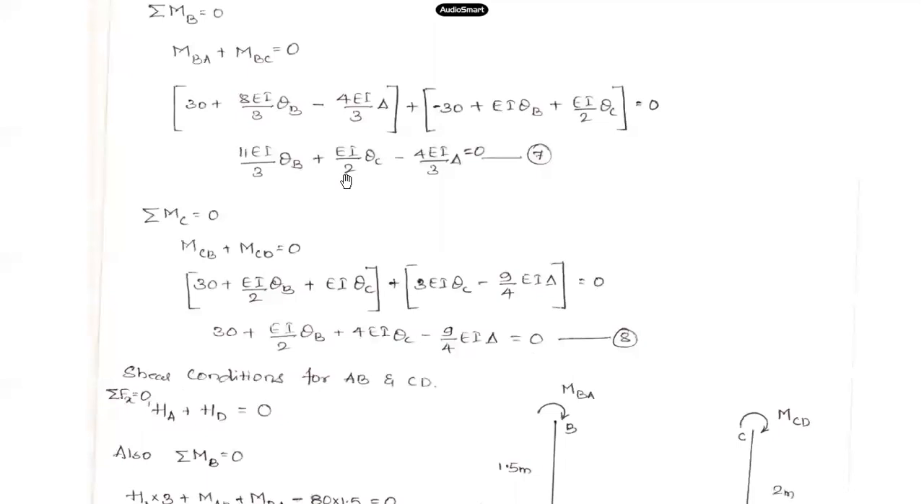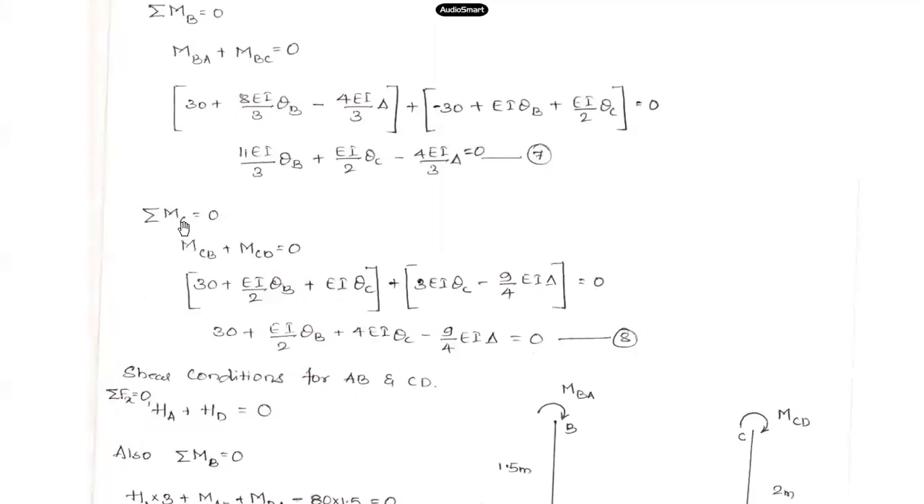Okay, so I'll use the equations of MBA and MBC, which we have written in the slope deflection equation. I have taken those equations and substituted them here in this condition of equilibrium. If I simplify that condition of equilibrium, what I will get is 11 EI by 3 theta B plus EI by 2 theta C minus 4 EI by 3 delta. The first condition of equilibrium, summation of moment about joint B, is giving me this particular equation. You can try simplifying this, and you will get this equation. Equation number 7, from one of the conditions of equilibrium.